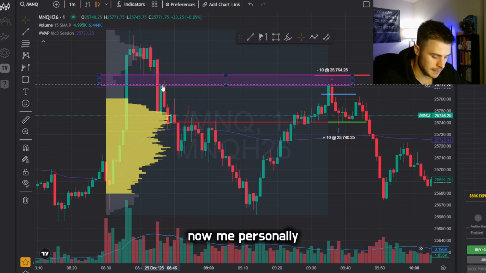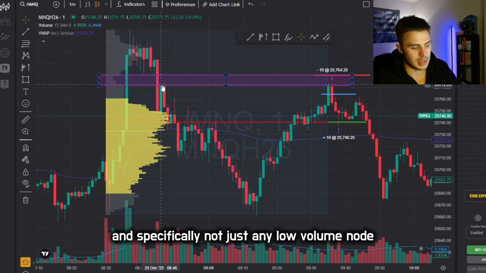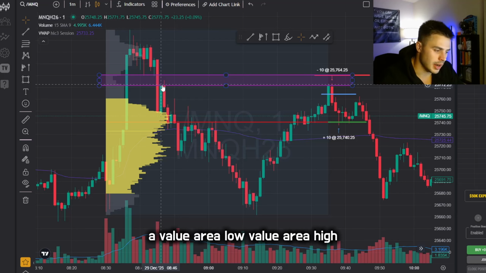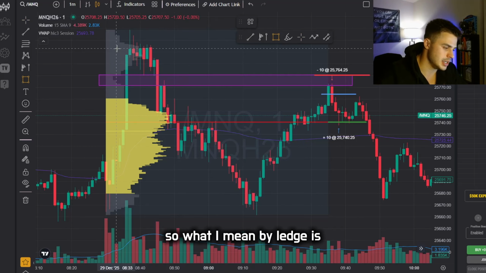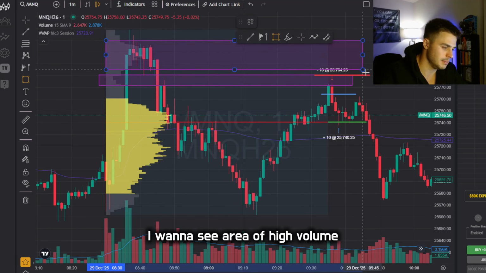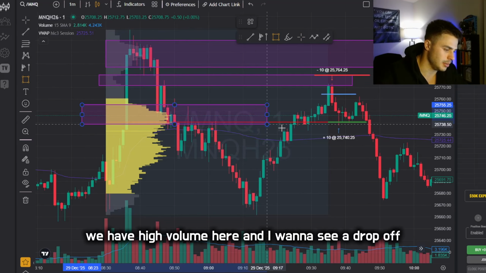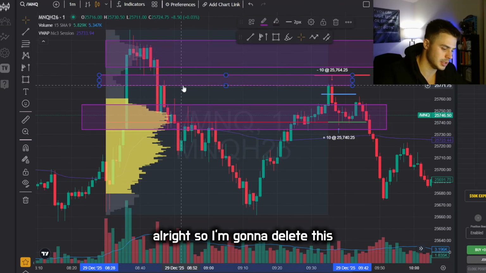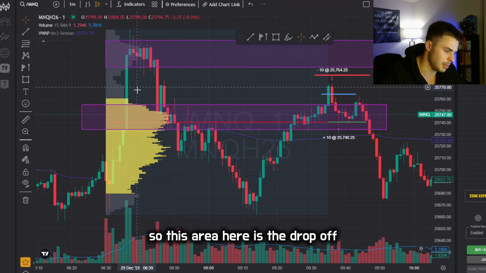Now, me personally, I put more emphasis on low volume nodes and specifically not just any low volume node, but I like to see it correspond with either a value area low, value area high, or a ledge more specifically. So what I mean by ledge is I want to see an area of high volume, almost like that, or an area like this. We have high volume here. And I want to see a drop off. All right, so I'm going to delete this. So this area here is the drop off.